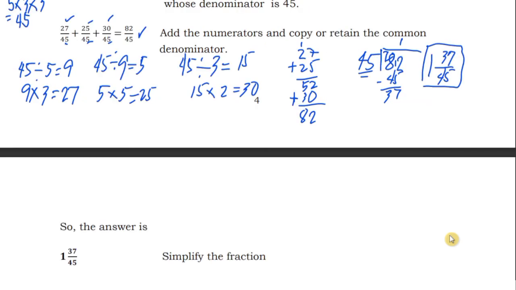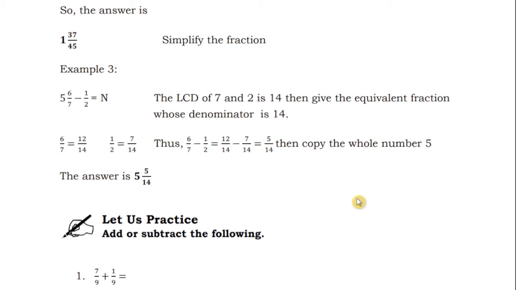So let us have another set of example. The last part is 5 and 6 over 7 subtracted to 1/2. Since 7 and 2 are prime numbers, we now have 7 times 2, and that is 14. So we now have 14 as our LCM. If you want to check further, just go with the continuous division.